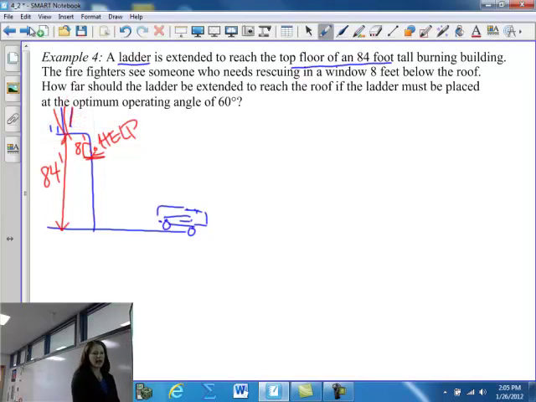Okay? So really quickly, how far off the ground is the person? Whatever 84 minus 8 is. How about 76? 76 feet tall. Okay, so how far should the ladder be extended to reach?